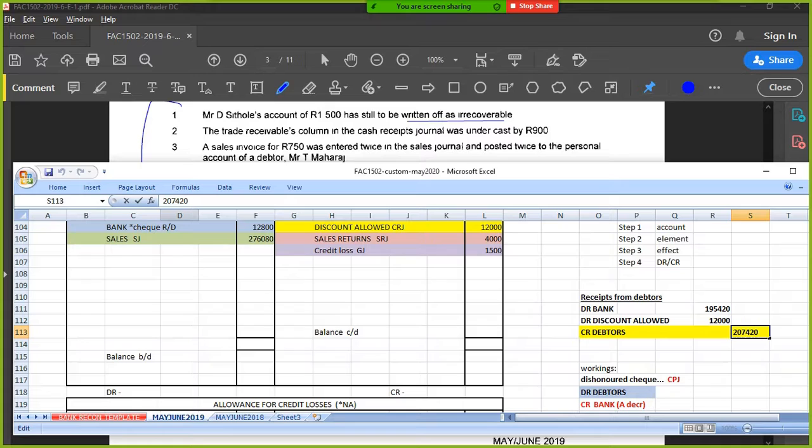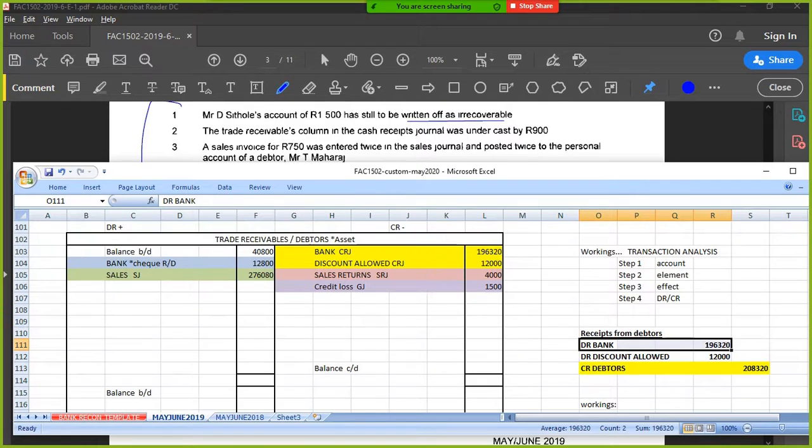So I need to show a working. Equals undercast by 900, add 900, plus 900. Right, so if I add 900, bank is going to go up. Okay, so this figure updates already because I referenced it. Yeah, I'm referencing my answer. Perfect. Okay, there we go.